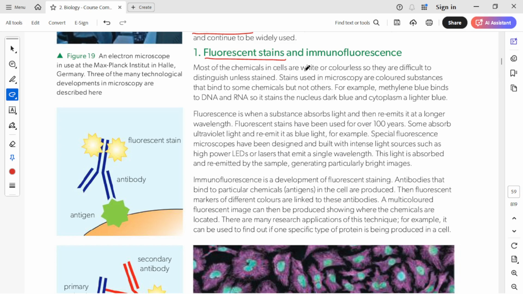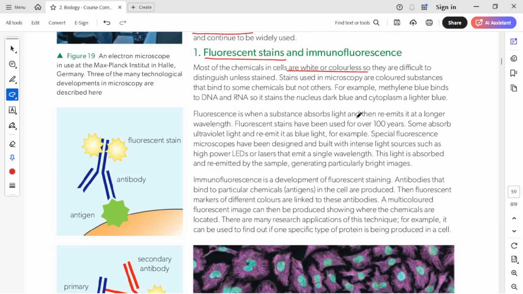Most of the chemicals in the cell are white or colorless, so that is why we have to stain them, just like we discussed earlier. Stains used in microscopy are colored substances that bind to some chemicals but not others. These are very specific stains that will bind particularly to certain materials. Just like methylene blue, which binds to negatively charged molecules, for example DNA and RNA. That is why the nucleus will be very dark in color when compared to the cytoplasm or different organelles.